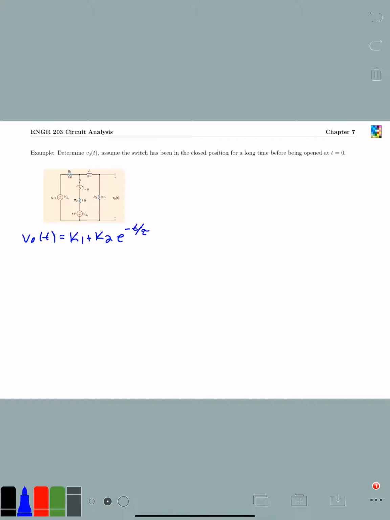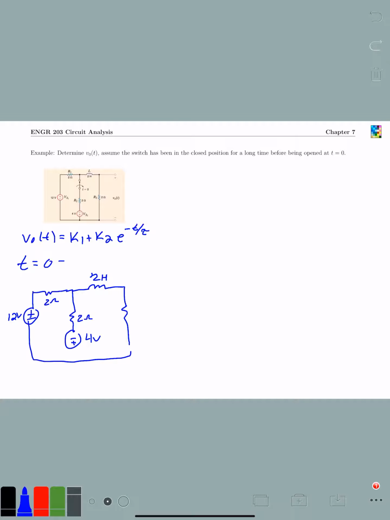The first point in time we're going to look at the circuit is right before 0, right when the switch is about to change. And so if I draw my circuit here, the switch has not opened yet. I have my 12 volt source, my 2 ohm resistor, another 2 ohm resistor. We have a 4 volt source upside down here, 2 henries, and this is 2 ohms.